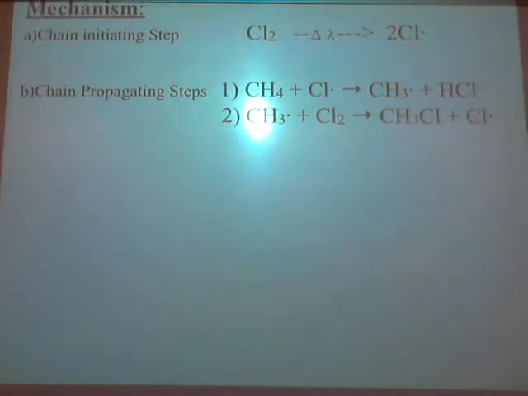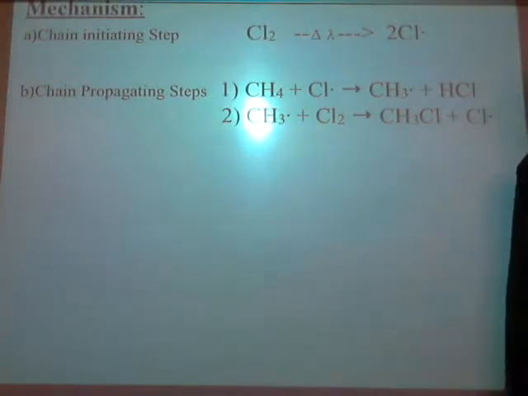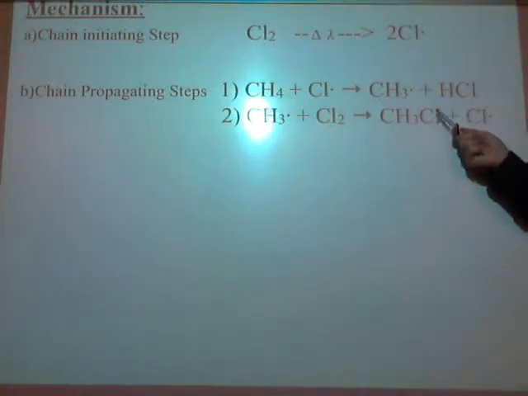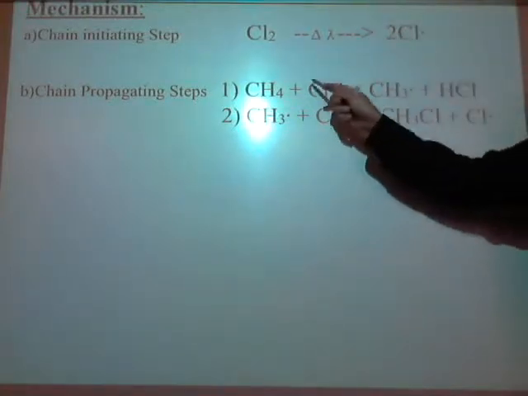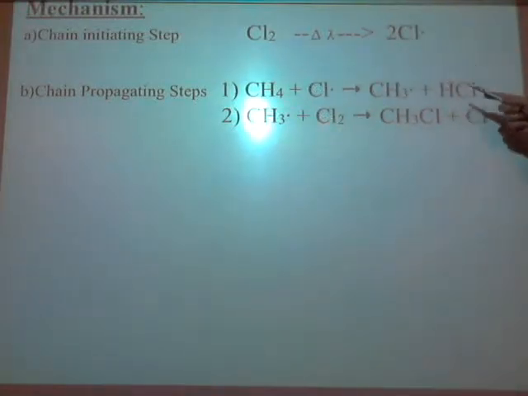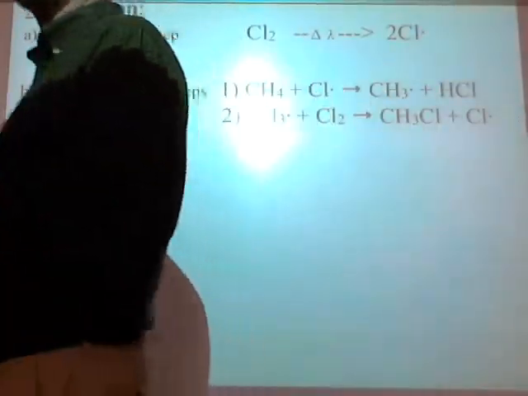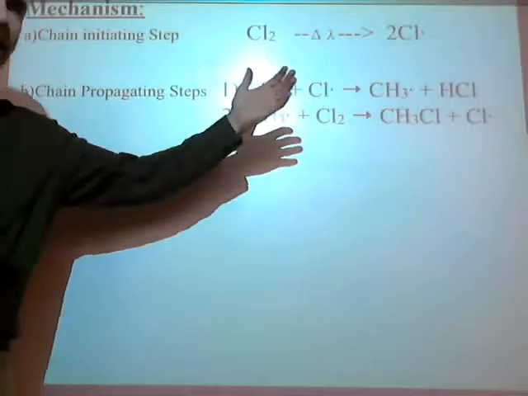What's going to happen if he hits a chlorine? What does he pull off? He takes a chlorine from the two that were there, but leaves behind a chlorine free radical. What have we done? We've regenerated yet another chlorine. Every one of these steps, that's why they're called the chain propagating steps. They keep regenerating free radicals.